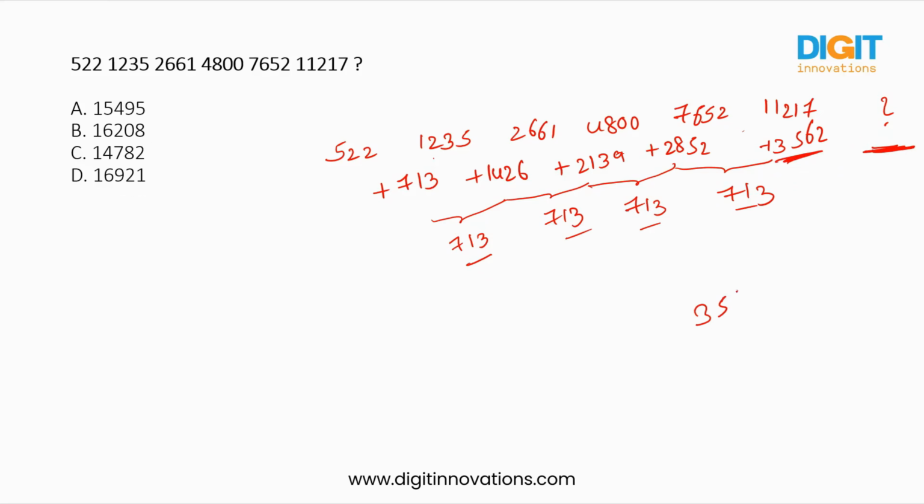So 3562, 713 is being added. Then you will get 5 here, 7 here, and 4, 3. So, sorry, here it would be 2. 4, 2, 4275. 4275 would be the value here.